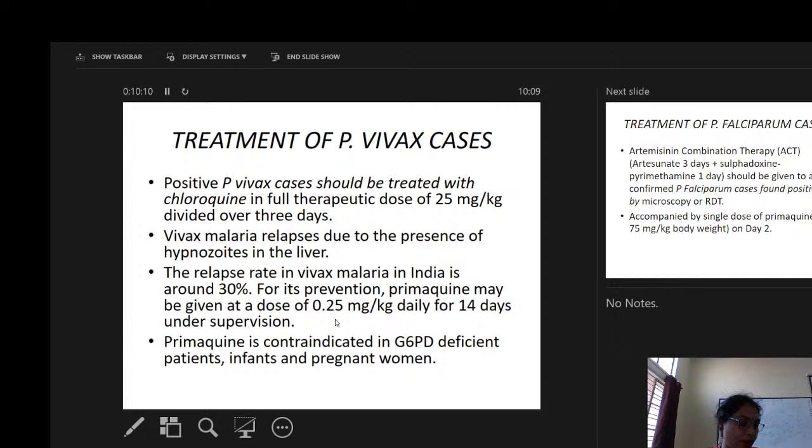So this is one assignment for you all. It takes very little time to find out the answer. You all know my mail ID. Send me the answers to my mail ID for this question: why is Primaquine contraindicated in G6PD deficient patients, infants, and pregnant women? I want the answer. You can send me next week if you want to enjoy this weekend. Send it on Monday or Tuesday, but I want the answers.